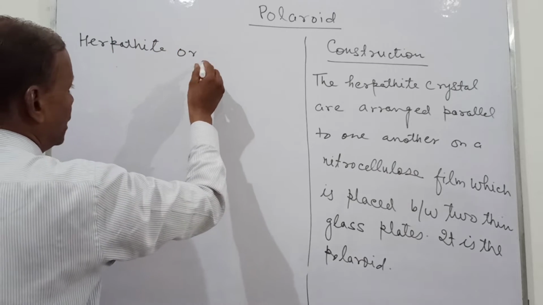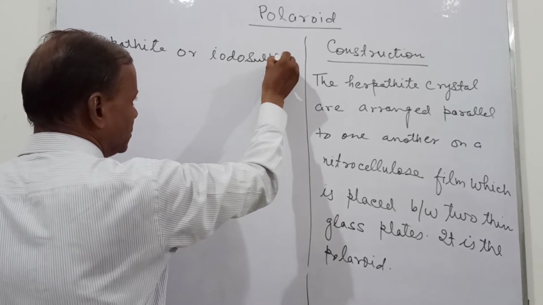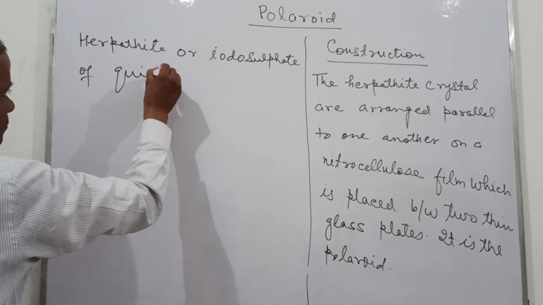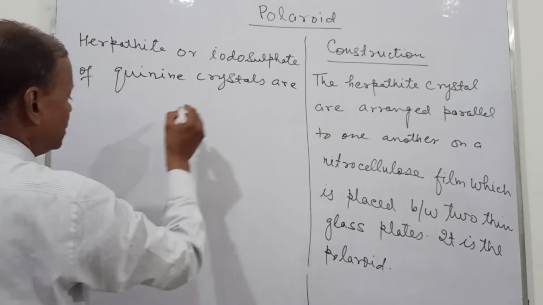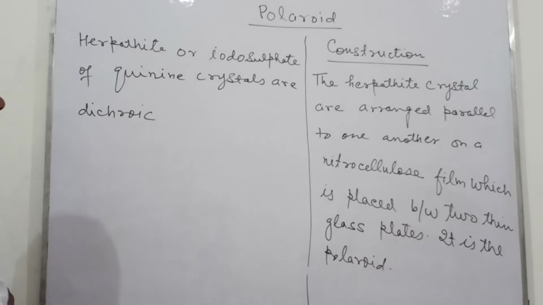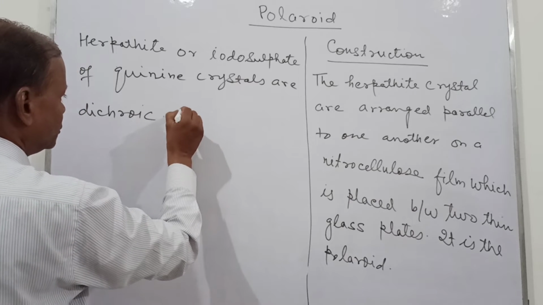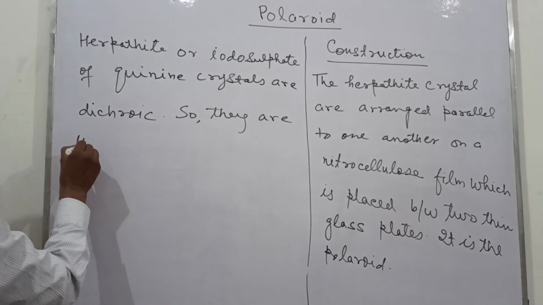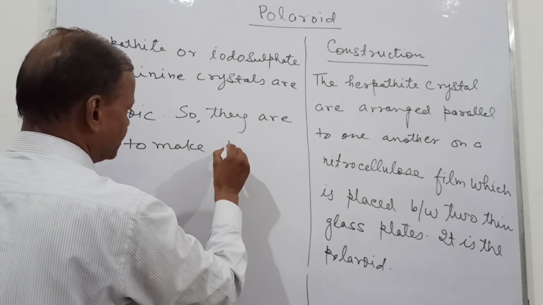Herapathite or iodosulfate of quinine crystals are dichroic. So they are used to make Polaroid.